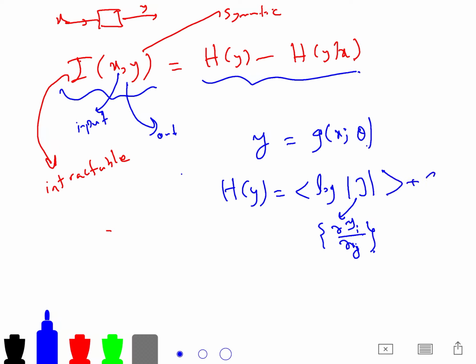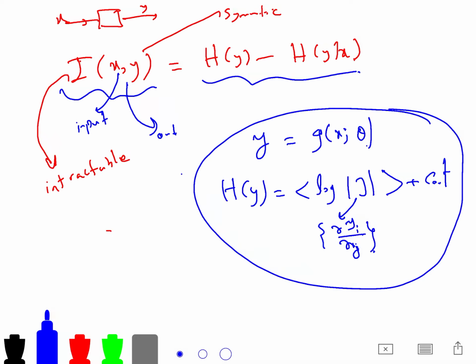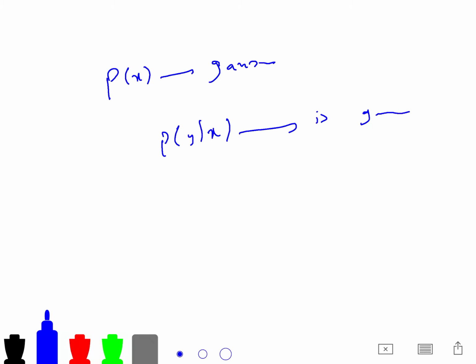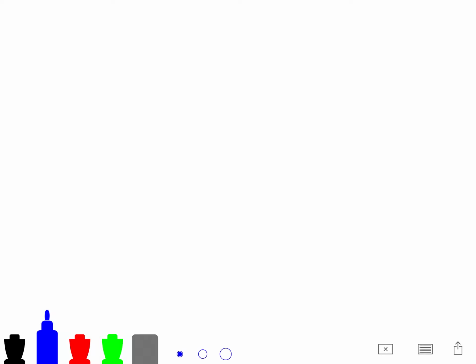Of mapping, so this becomes plus constant. So this becomes a special case that never happens. Another tractable special case is when the source distribution P of x is Gaussian and the mapping P of y conditioned on x is Gaussian. So for these special cases, you can calculate mutual information very easily.